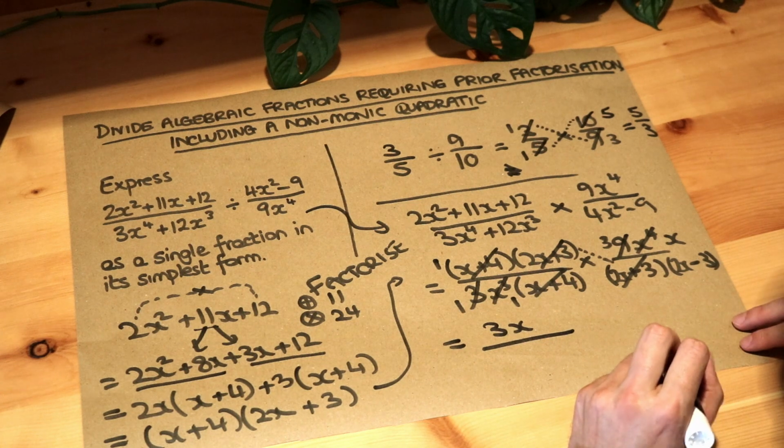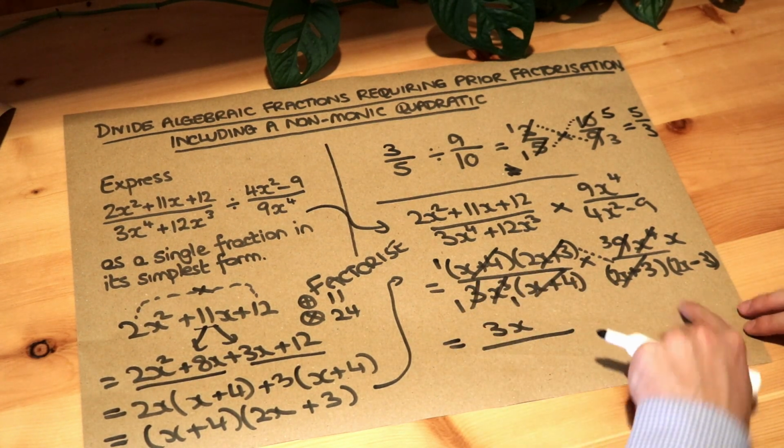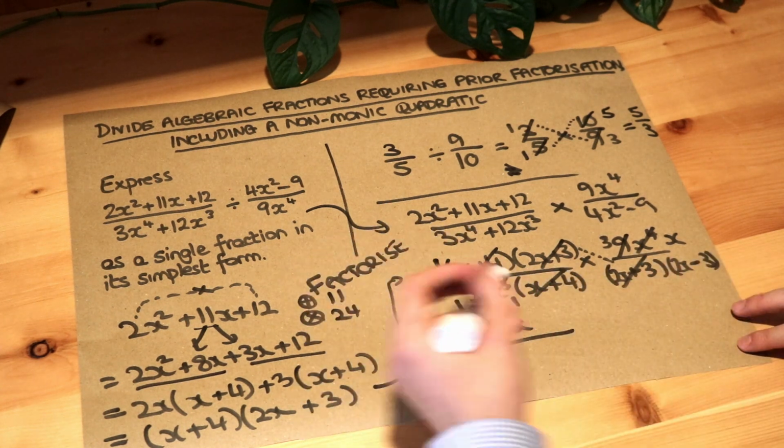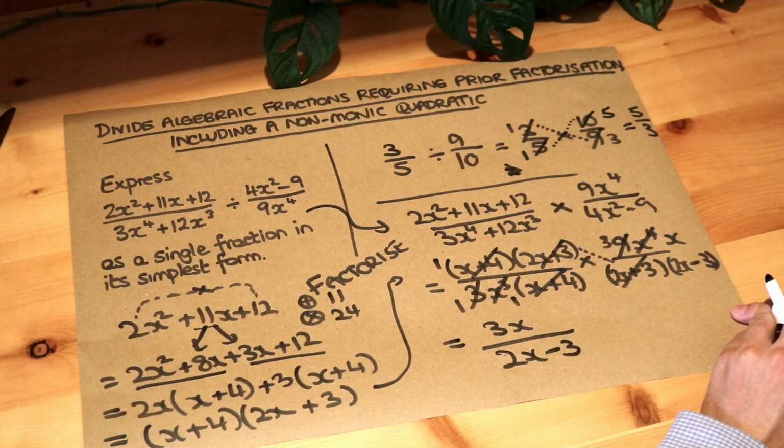And then what we've got at the bottom, we've only got the 1 here. Nothing's left here except for the 1. And we've just got the 2x minus 3. So 1 times 2x minus 3 is just 2x minus 3. And that is the final answer.